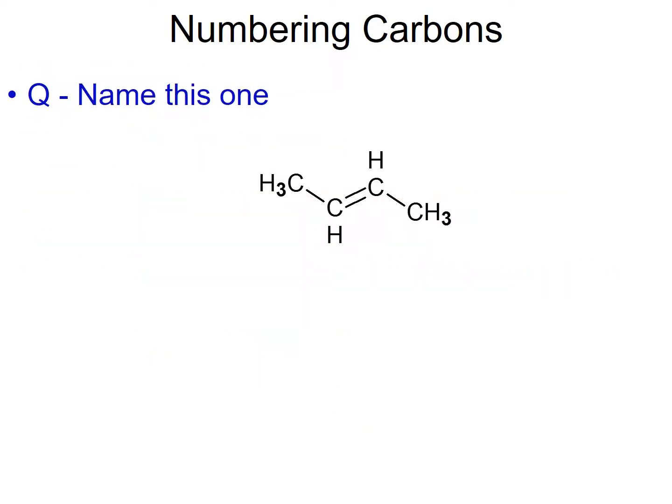See if you can name this molecule. Count the carbons: 1, 2, 3, 4. So that's but-. There is a double bond, so that's butene. And where does the double bond begin? Well, either way you count, it's on carbon number 2. That would be the lowest number. So this should be 2-butene.